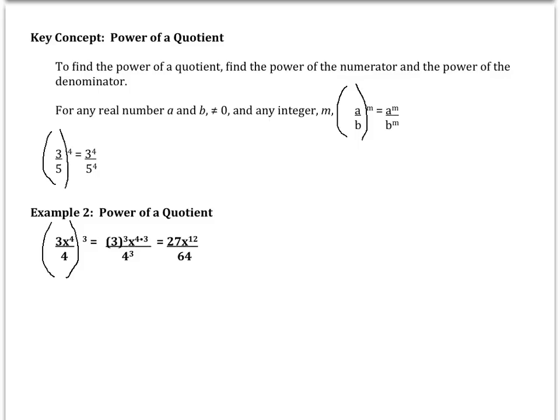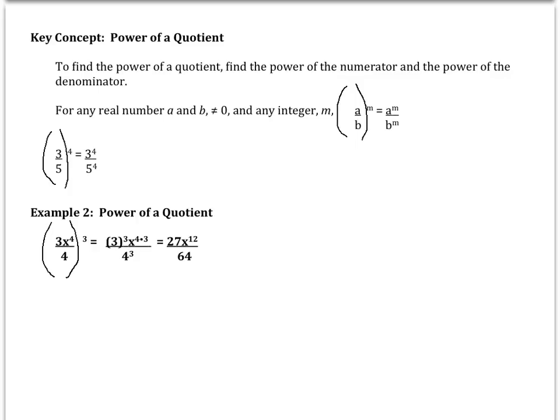You could also go ahead and use a calculator and figure out what 3 to the 4th power over 5 to the 4th power is, but we can go ahead and just leave it like this for now. In example 2, we have the power of a quotient. 3x to the 4th divided by 4, all raised to the 3rd power. So notice the parentheses is around the whole expression, so we raise everything to the 3rd power.